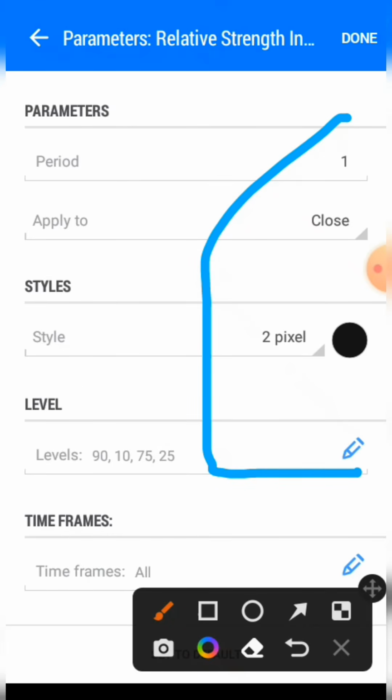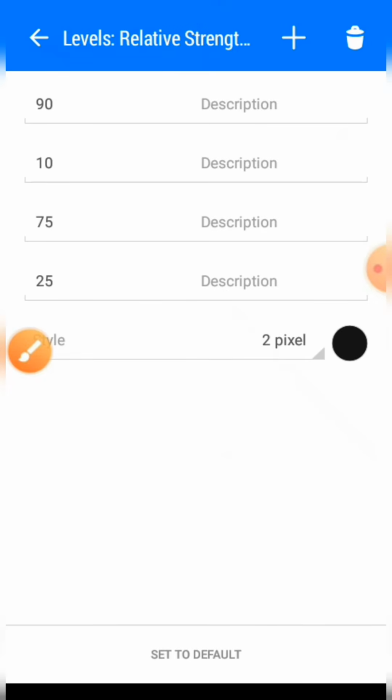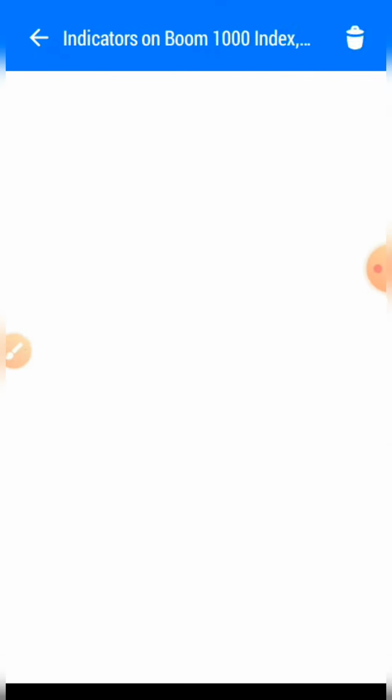The period is 1, apply to close. Under the style we have 2 pixel, the color is black, and then under the levels you are going to make it 90, 10, 75 and 25. Then the style is going to be 2 pixel, the color is black. After that you go back and then you click on done.